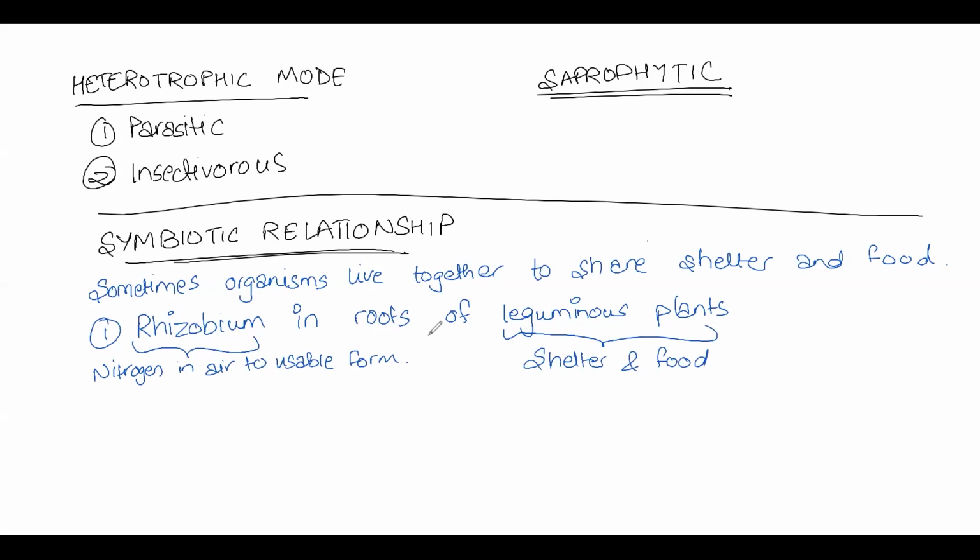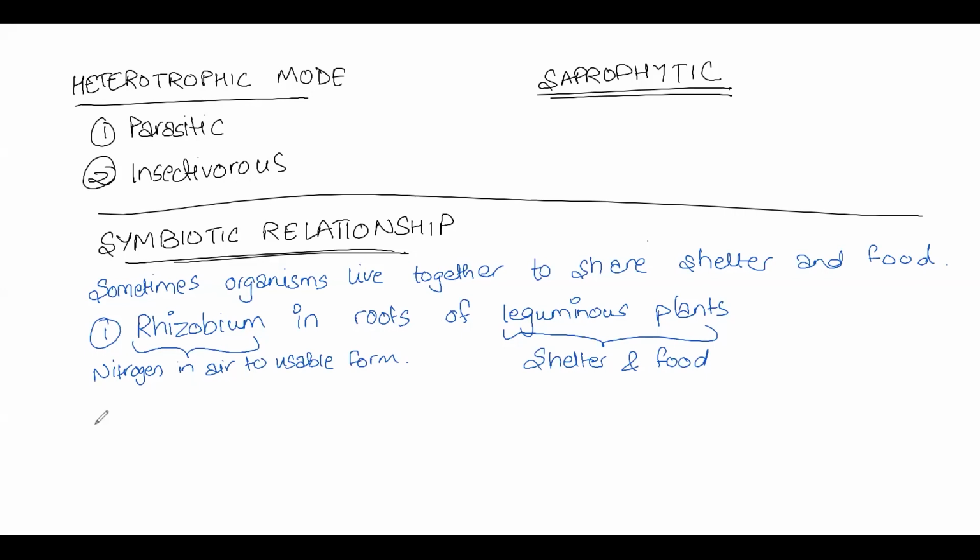Now the leguminous plants need nitrogen to grow, but these plants cannot take nitrogen directly from air. So what rhizobium does is it takes the nitrogen from air and converts it into a form in which the plants can absorb the nitrogen, and in return the plants provide them shelter and food. So this is one example.